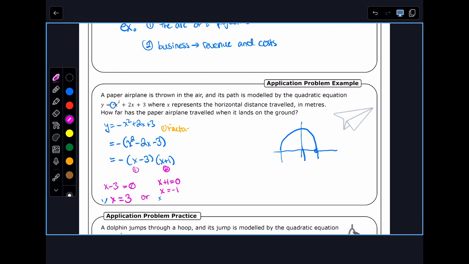And remember, some people on the test, when you did your application problem, you didn't give a final sentence. You got it right mathematically, but we always need to write a sentence to demonstrate that you understand what the question is asking. So here we can write the paper airplane traveled 3 meters before it lands on the ground.